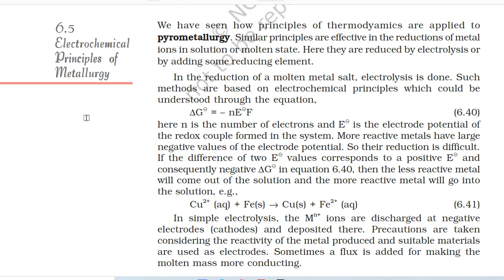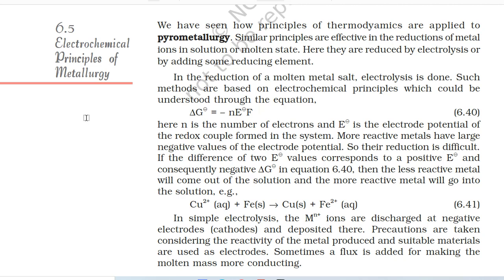6.5 Electrochemical Principles of Metallurgy. We have seen how principles of thermodynamics are applied to pyrometallurgy. Similar principles are effective in the reduction of metal ions in solution or molten state. Here they are reduced by electrolysis or by adding some reducing element. In the reduction of a molten metal salt, electrolysis is done. Such methods are based on electrochemical principles, which could be understood through the equation ΔG° equals minus nE°F.